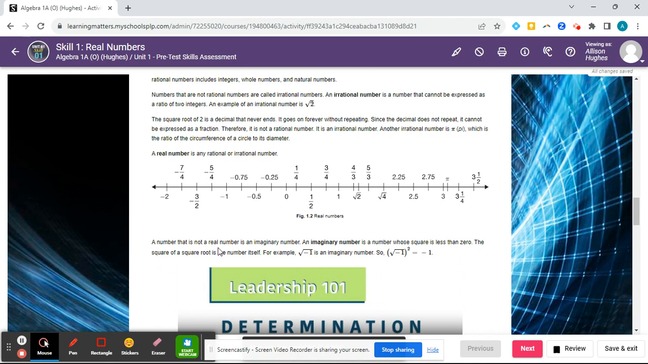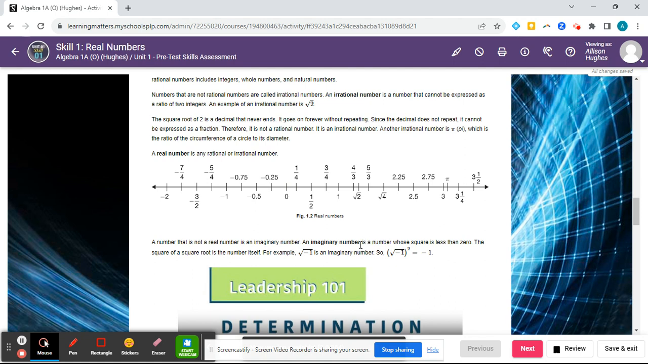A number that is not real is an imaginary number. So all these other numbers that you've seen here, your irrational, your rational, your whole numbers, your natural numbers, your integers, these are all real numbers. They fall under the real number category. However, imaginary numbers do not. They're in their own category.